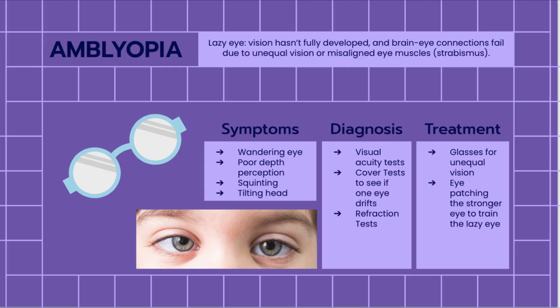Then we have amblyopia, which includes the presence of a lazy eye, where vision hasn't fully developed, so the brain-eye connections fail due to unequal vision or misaligned eye muscles, also known as strabismus. Symptoms include wandering eyes, poor depth perception, squinting, tilting head. It can be diagnosed through visual acuity tests, cover tests to see if one eye drifts, and refraction tests. Treatment includes glasses for unequal vision, and eye patching the stronger eye to train the lazy eye.